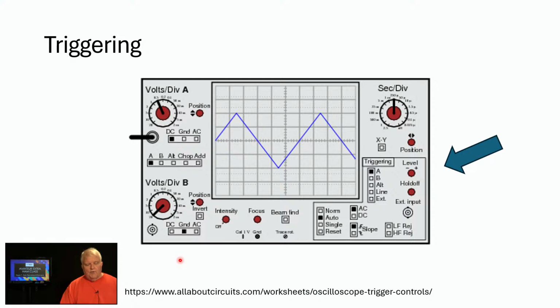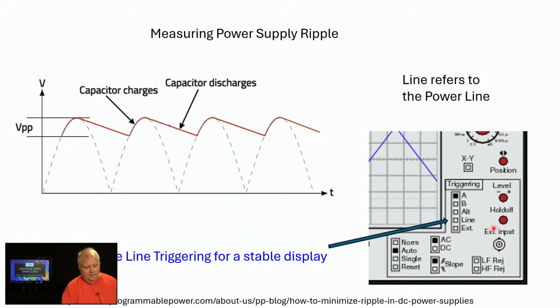Okay, triggering. On most modern scopes, whether they be analog or digital, this is the kind of thing that you will see, this triggering panel, where you can actually start the sweep from left to right at a certain voltage level on a signal. And it could be from the A channel, here's the A channel, or it could be from the B channel, here's the B channel. It could be from an external input, a triggering input, okay?